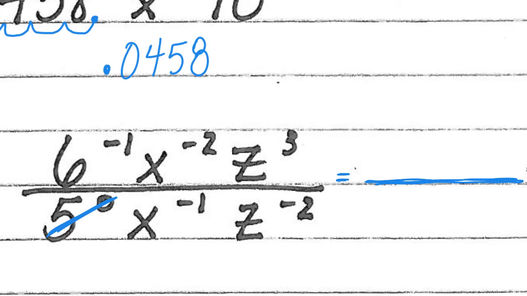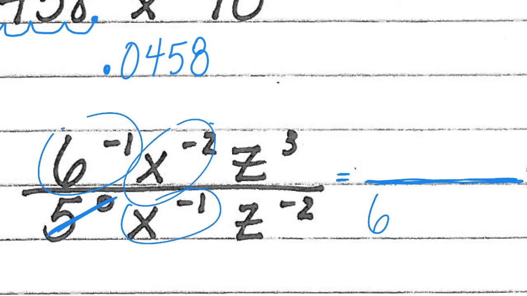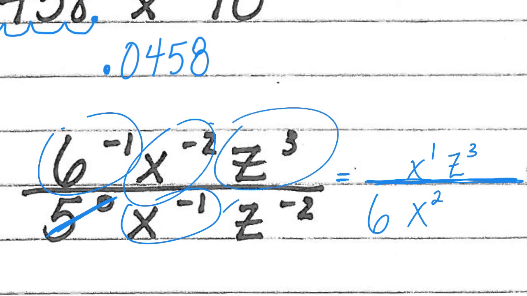All of the negatives I flip. So this 6 to the negative first, I'm going to put on the bottom. These I'm just going to flip, so I'm going to have x to the first on top and x squared on bottom. Z cubed stays on top, but this z to the negative second will come on top as z to the second, so it's going to go in the numerator.